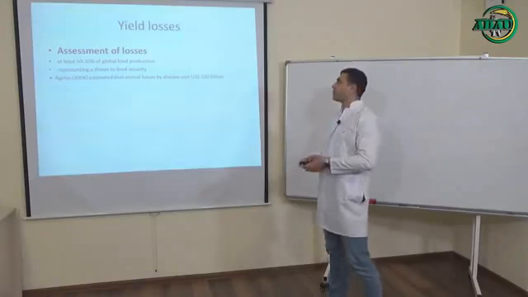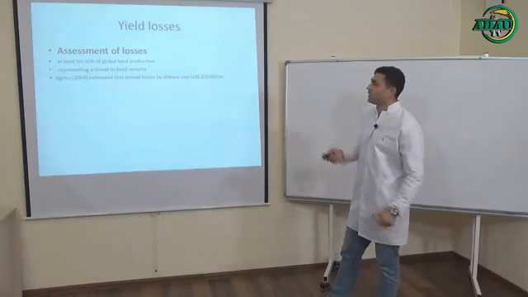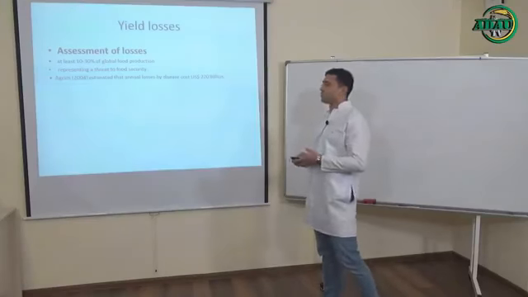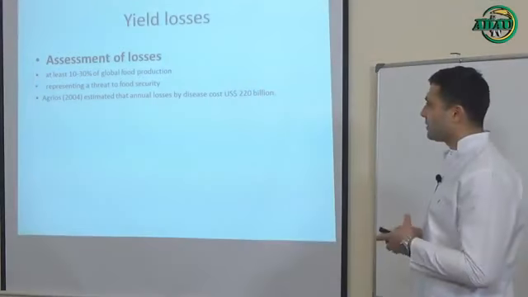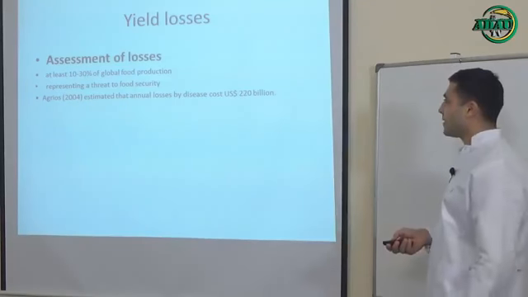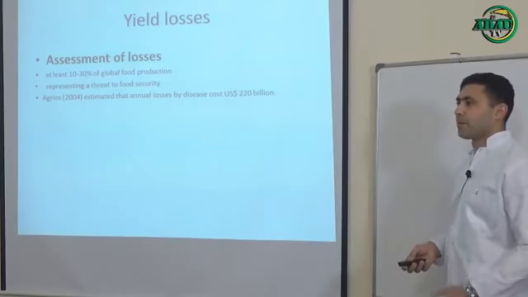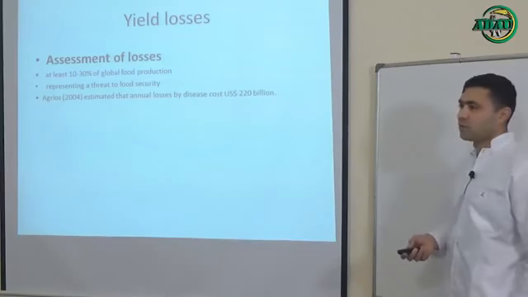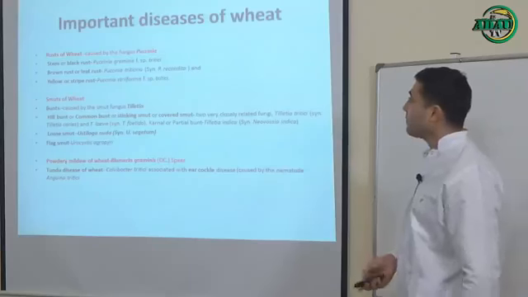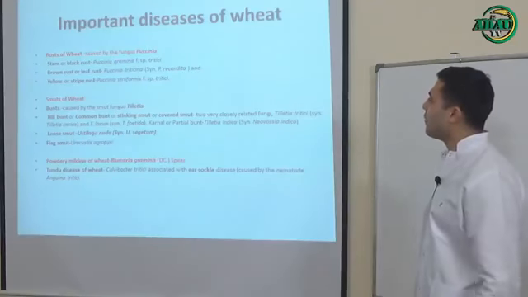At first, I would like to give some information about yield losses. At least approximately 10 to 30% of global food production is lost to diseases, and IGRIS estimates that the annual losses caused by diseases cost approximately more than 2,220 US dollars.